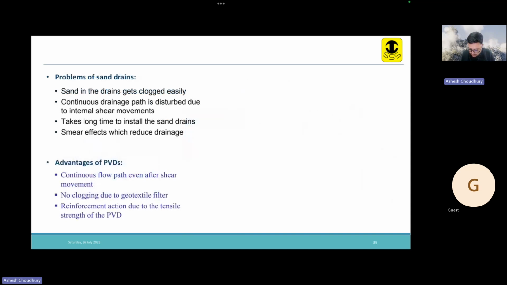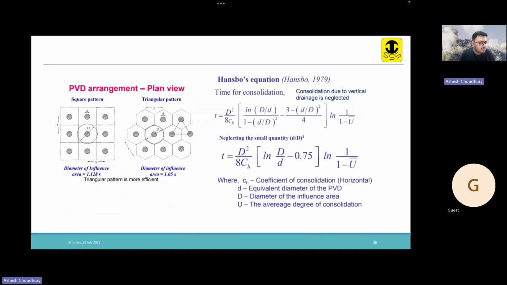reinforcement action. Now, these are the various patterns in which you can place PVDs. We have the square pattern and the triangular pattern. The diameter of influence in a square pattern is given by 1.128 s, where s is the spacing between the unit cells, and the diameter of influence when you have a hexagonal or triangular pattern of spacing is 1.05 s. The triangular pattern is found to be most efficient.